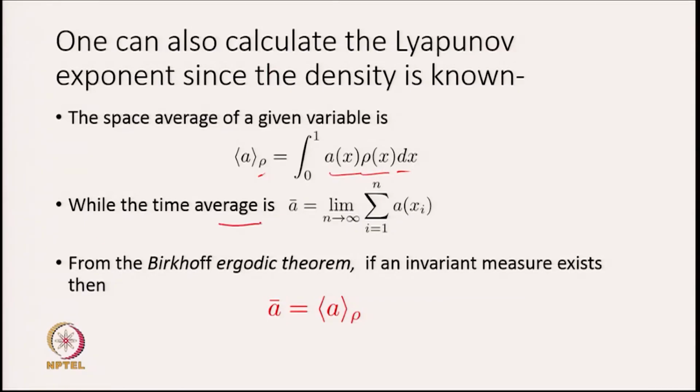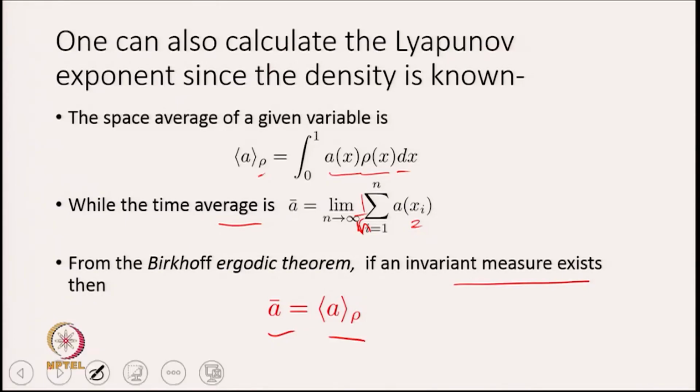The time average, on the other hand, indicated with the over bar over here, is the limit of n going to infinity of the average of a evaluated at the various points x sub i all the way from 1 to n, with a factor of 1 by n over there. So, let n go to infinity, you get the time average. The Birkhoff ergodic theorem says that if the invariant measure exists, then this time average and the space average are equal.